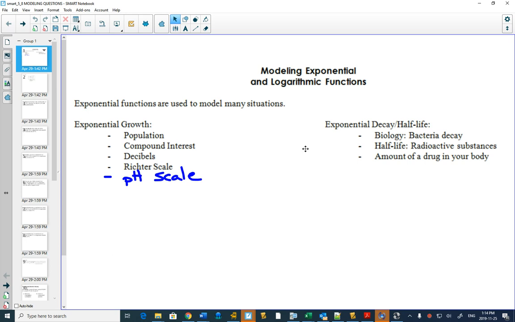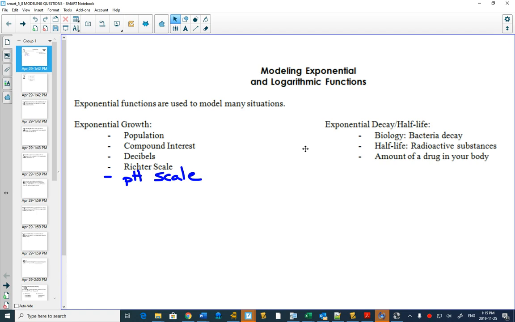We've got population, compound interest. We've seen that already. We've done that formula a bit. Decibels we haven't. Richter scale, the pH scale from chemistry. We also have some things that have exponential decay. Those are those exponential functions that are decreasing. So we have the half-life of radioactive substances and half-life of bacteria.